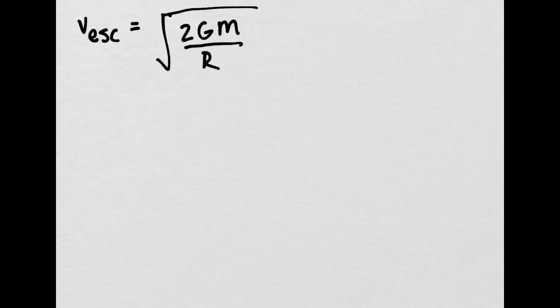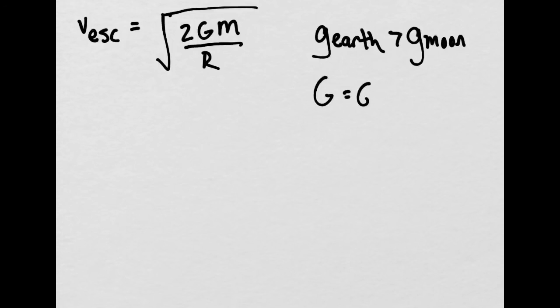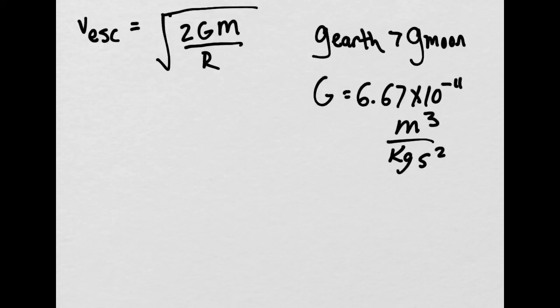and look at how we use these big numbers to calculate the escape velocity of the Earth and the Moon and compare them. From our previous problem, we knew that the g of the Earth was much greater than g of the Moon, which causes us to feel almost weightless if we were to walk on the Moon. So how does that compare to escape velocities? G is our 6.67 times 10 to the minus 11 meters cubed per kilogram second squared.